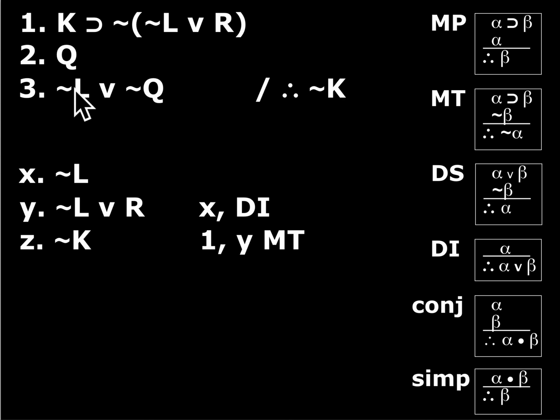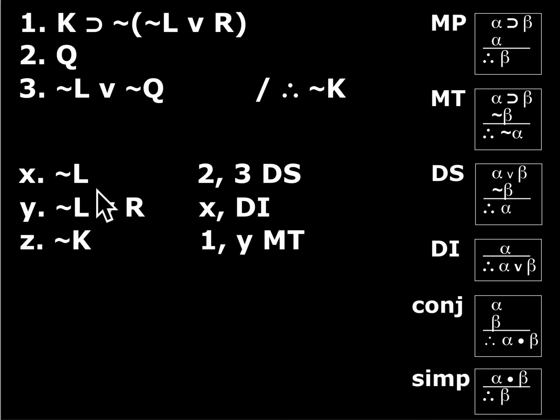Well, by DS here. I have a disjunction, so here's DS to remind you. If you have a disjunction, and you have the negation of one of the disjuncts, you can derive the other disjunct. Here I have a disjunction. This is the negation of the second disjunct. So by DS, I can get this disjunct, not L. So this would just be lines 2, 3, DS is how I could get not L.